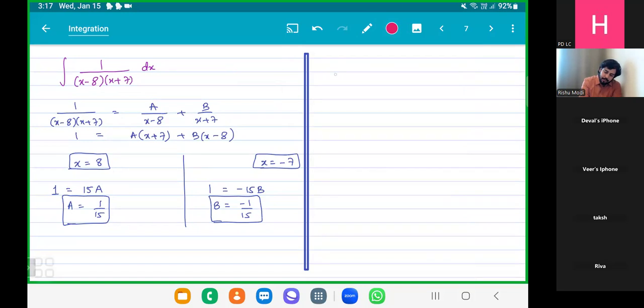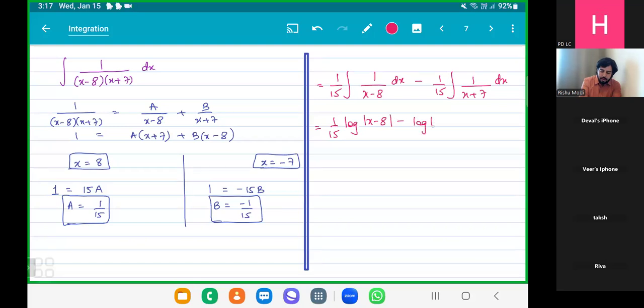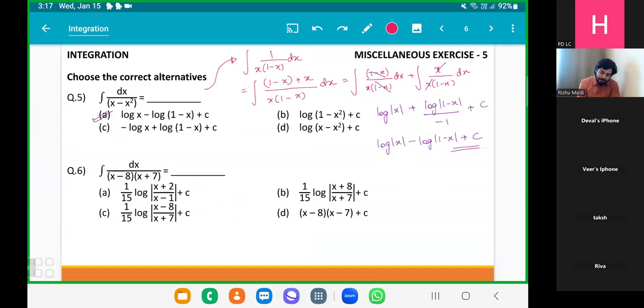So we'll have the integral of 1 by 15, 1 upon x minus 8, minus 1 by 15, 1 upon x plus 7. And then we apply the formula: log mod x minus 8 minus log mod x plus 7. I've taken 1 by 15 common. And then since we want something upon something as per the given option, this will be the part (x minus 8) upon (x plus 7) plus C. So 1 by 15 log mod of (x minus 8) upon (x plus 7) plus C. And I think that's our option number C, right?